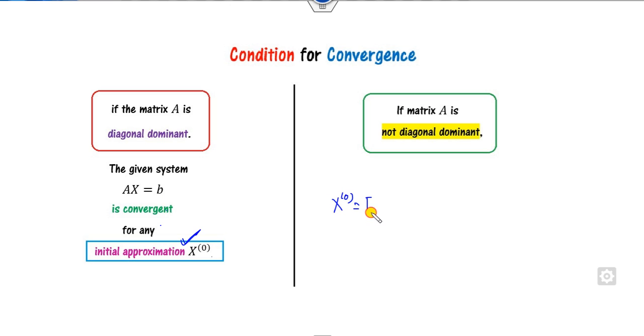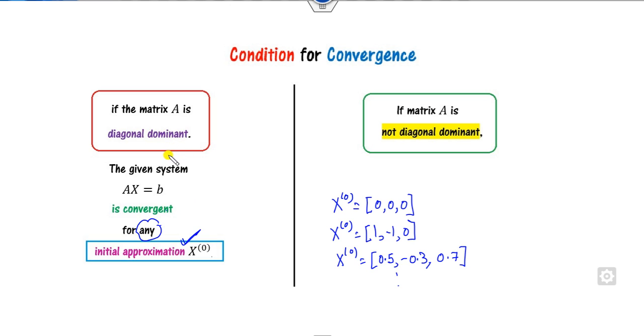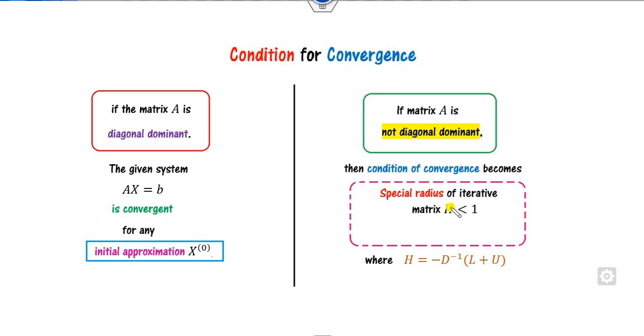That means you can start with the initial approximation as 0, 0, 0, or as -1, 0, or as say 0.5, -0.3, -0.7 or +0.7, and so on. You can take any, but make sure the matrix is diagonal dominant. If it is not diagonal dominant, then we will think about the spectral radius of the H.